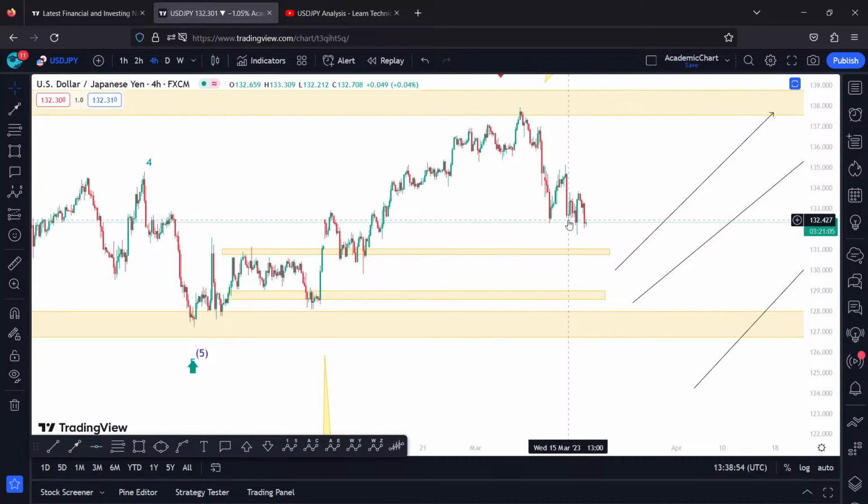And this is only my personal opinion about this. As always, I came up with three conclusions: short term, mid-term, and long term. And that was the update for our previous USDJPY analysis.